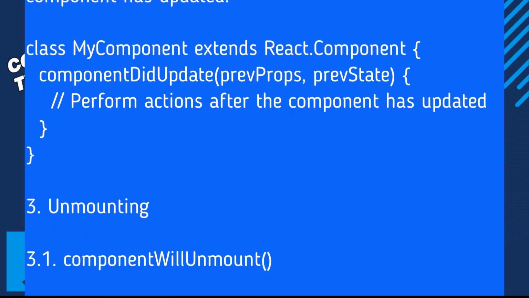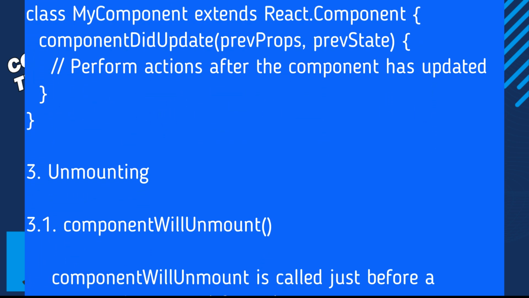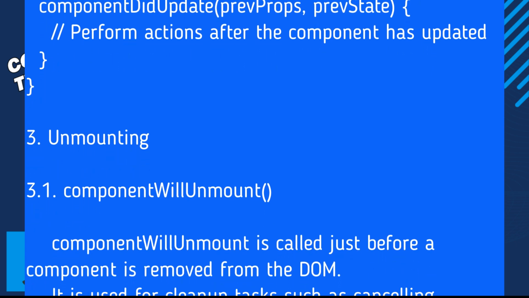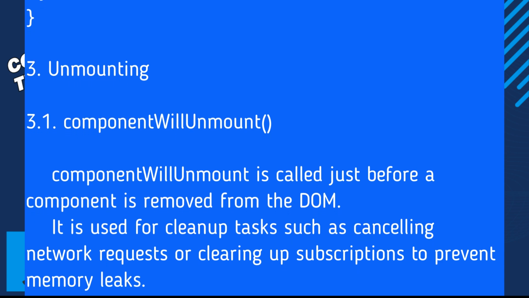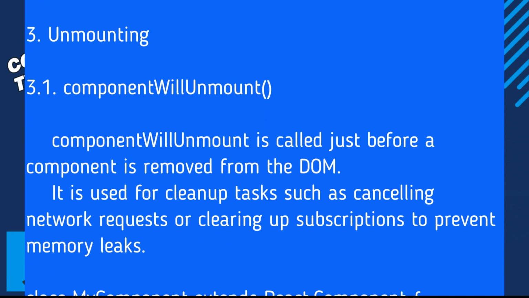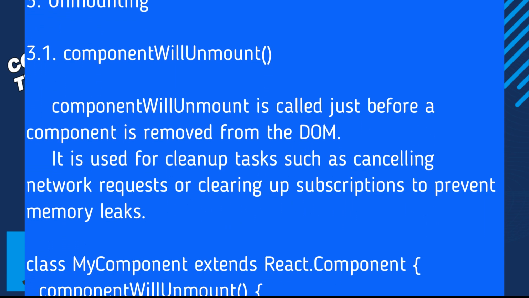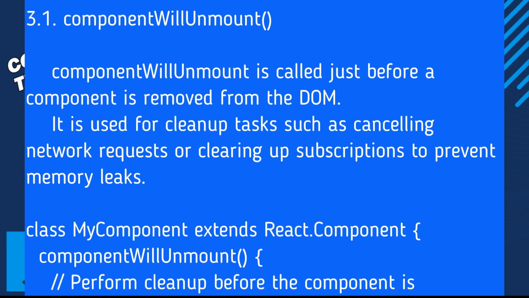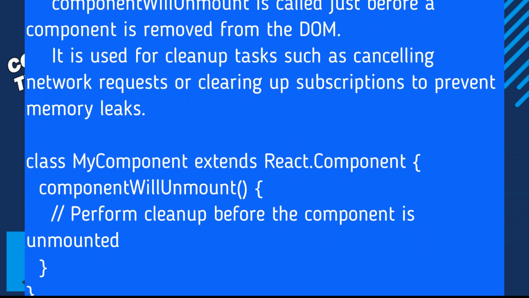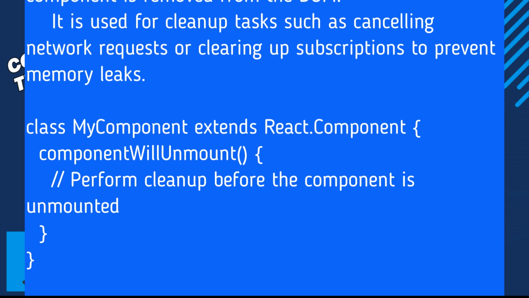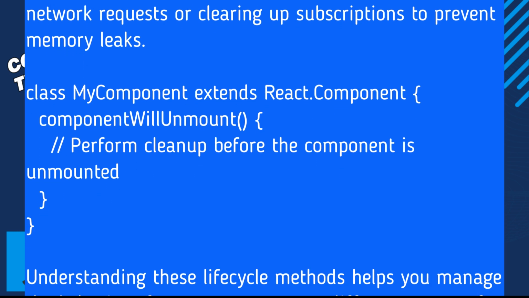3. Unmounting. 3.1. componentWillUnmount. componentWillUnmount is called just before a component is removed from the DOM. It is used for cleanup tasks such as canceling network requests or clearing up subscriptions to prevent memory leaks. Class MyComponent extends React.Component, componentWillUnmount. Perform cleanup before the component is unmounted.